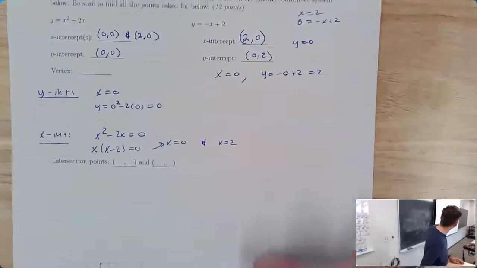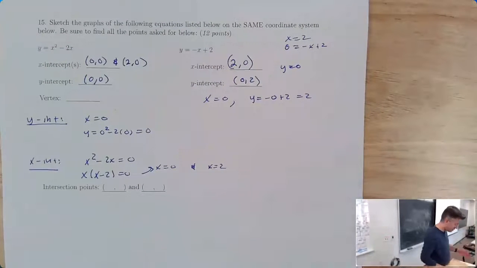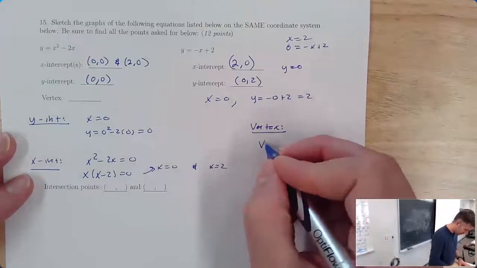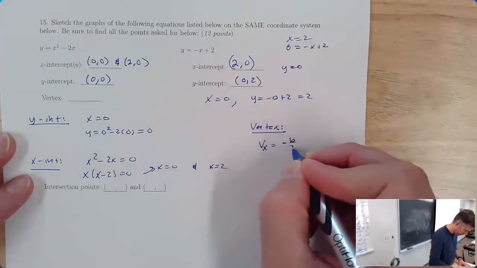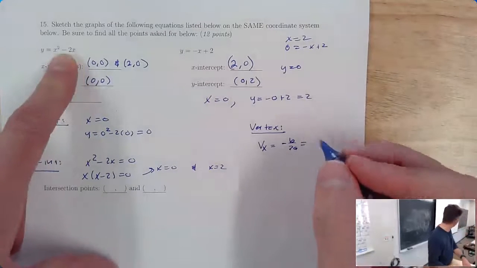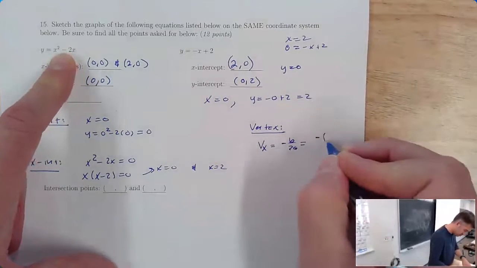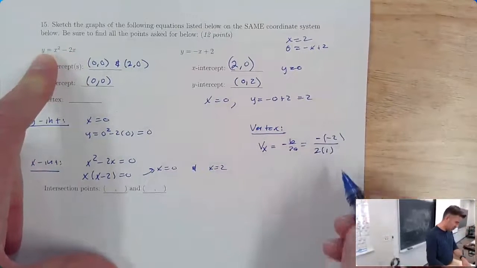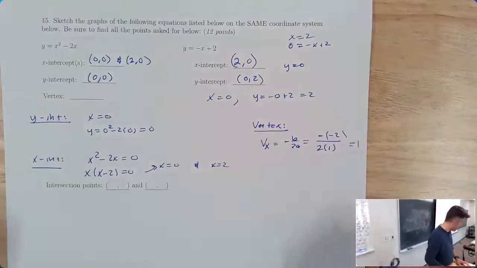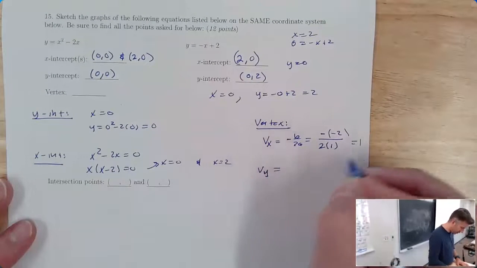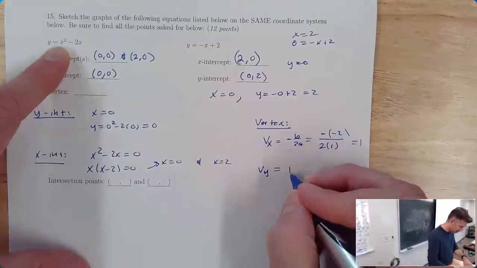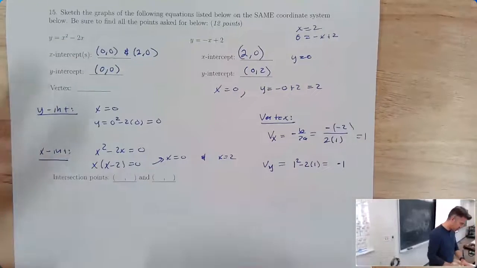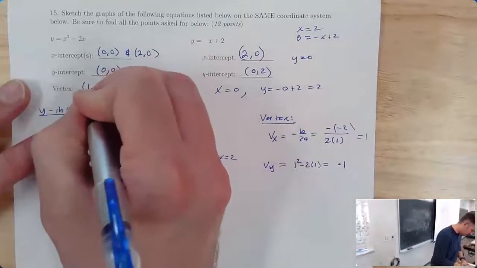Finally, what we probably should have done first for the parabola was find the vertex. So for the vertex, we find the x coordinate first. We're going to say that Vx is negative b over 2a. Our b value is negative 2, and our a value is positive 1. So we end up with 2 over 2, which is 1. For the y coordinate of our vertex, we just plug that 1 back into the parabola, and we get 1 squared minus 2 times 1, which is 1 minus 2, which is negative 1. So our vertex is the point 1, negative 1.